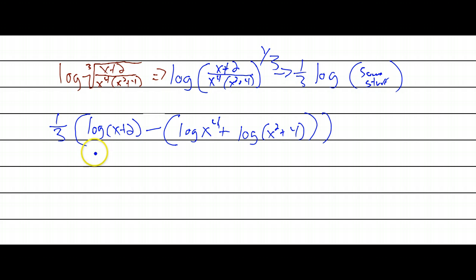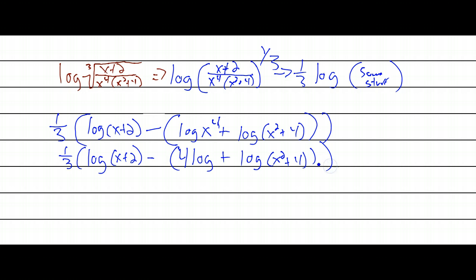Okay. So now we can go a little bit further, and it'll be 1/3 times log of x plus 2 minus, again, this has an exponent, so we can bring it out to the front, and then x squared plus 4 just stays x squared plus 4. Alright, and that's it. That's the best way to do that one. Alright, let's look at the next one.